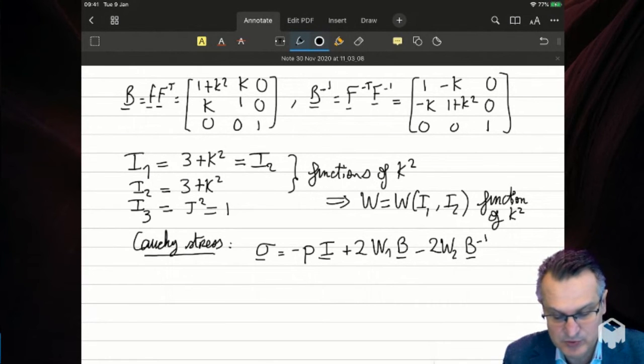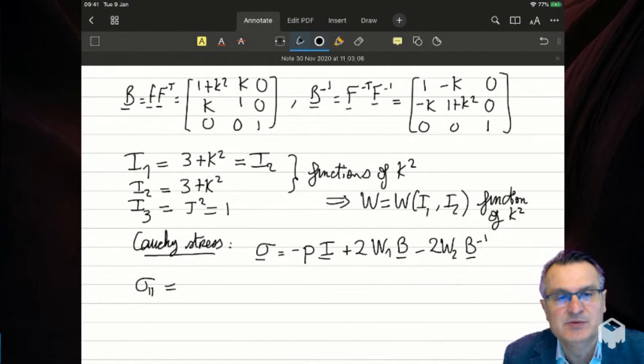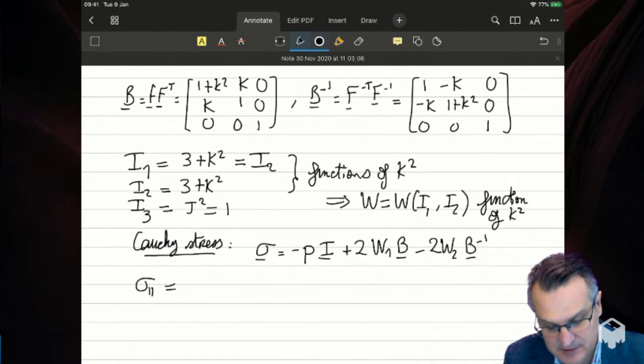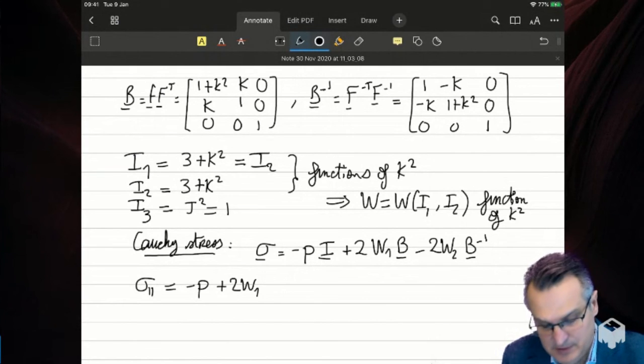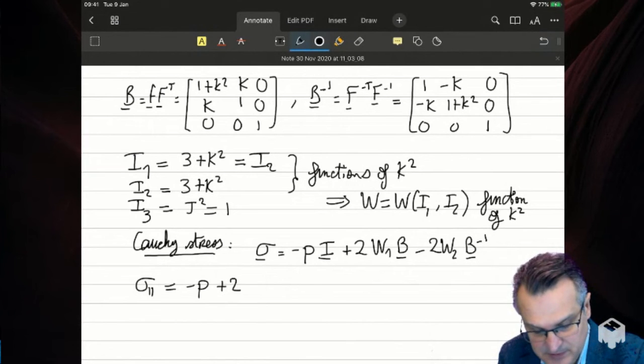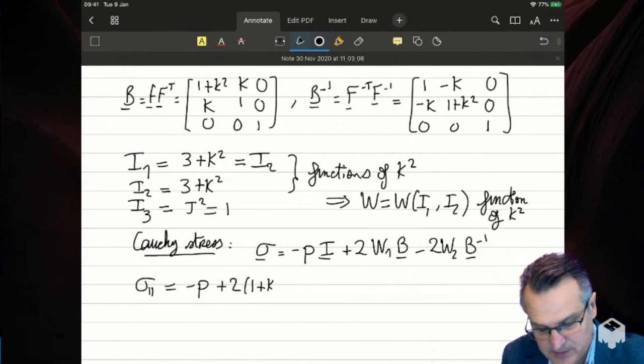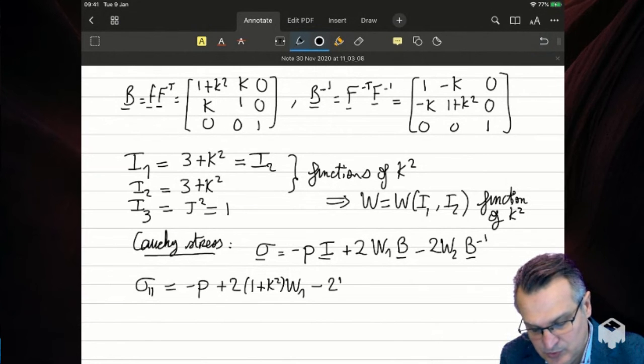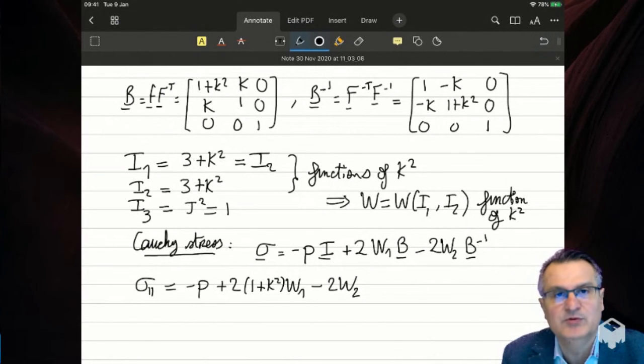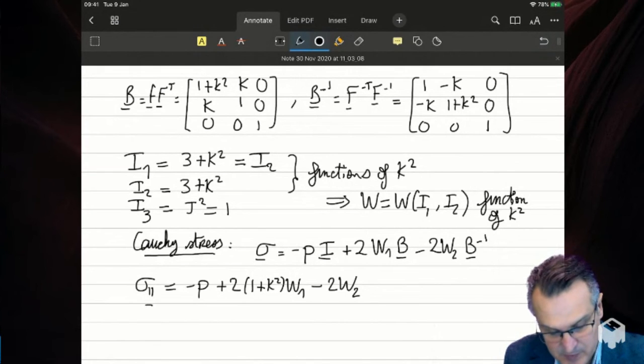So I can go ahead and compute and write down the components of sigma. Sigma 1,1 is going to be minus P times the 1,1 component of the identity, and that's 1, plus 2W1, and the 1,1 component of B, that's 1 plus k squared. Okay, I'm going to write the other way around, 1 plus k squared W1, minus 2W2, and the 1,1 component of B minus 1, which is 1.